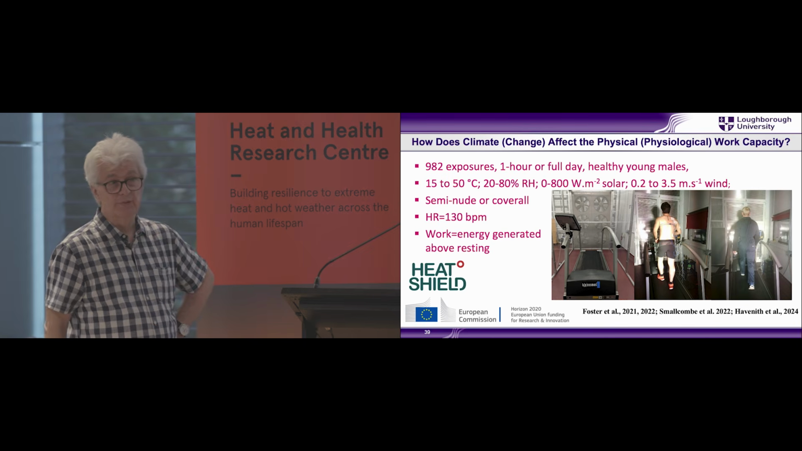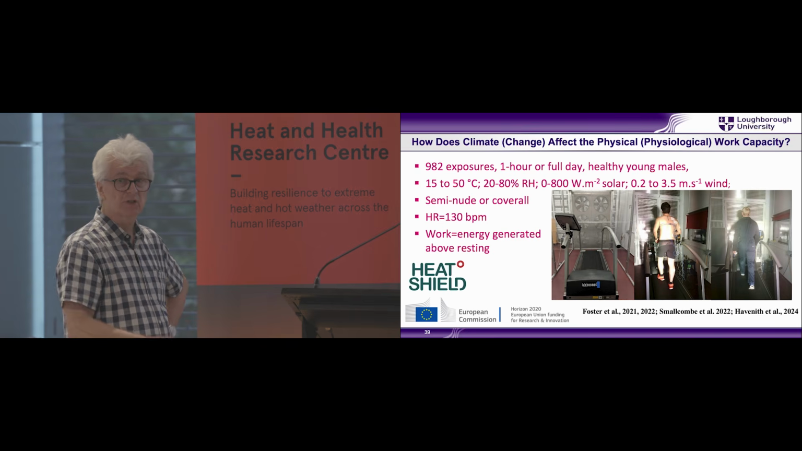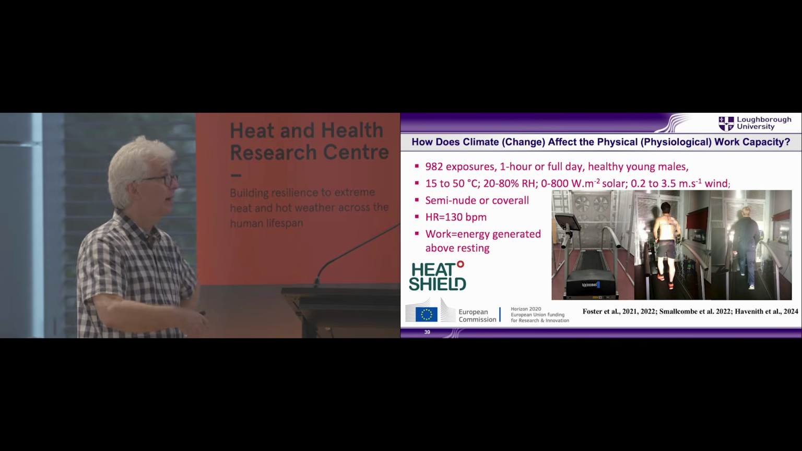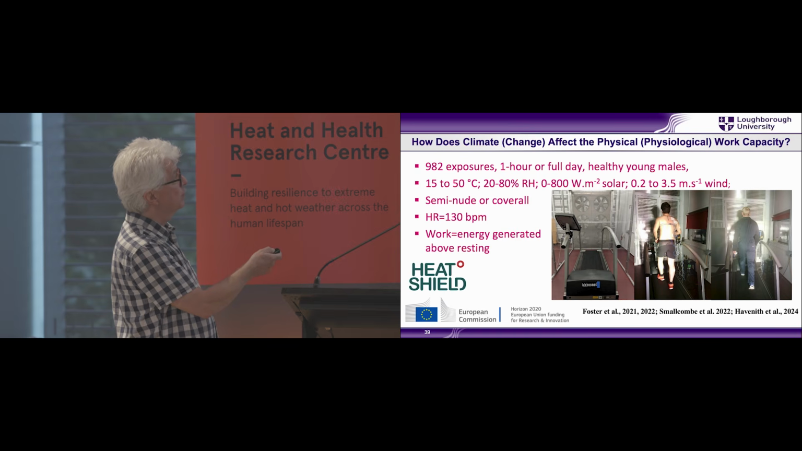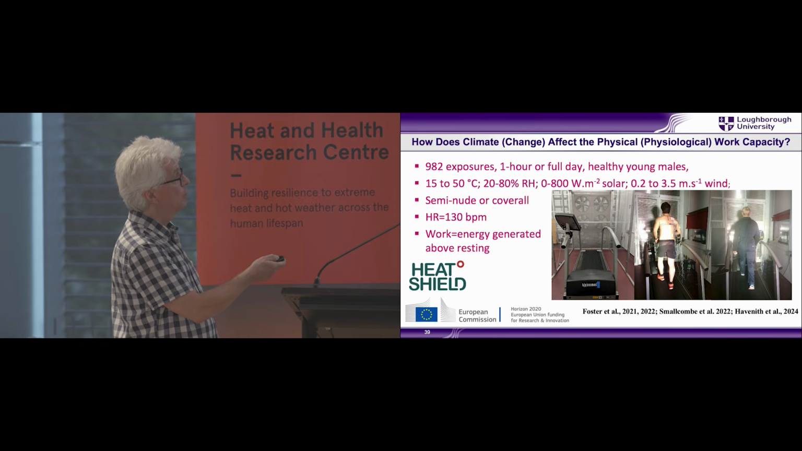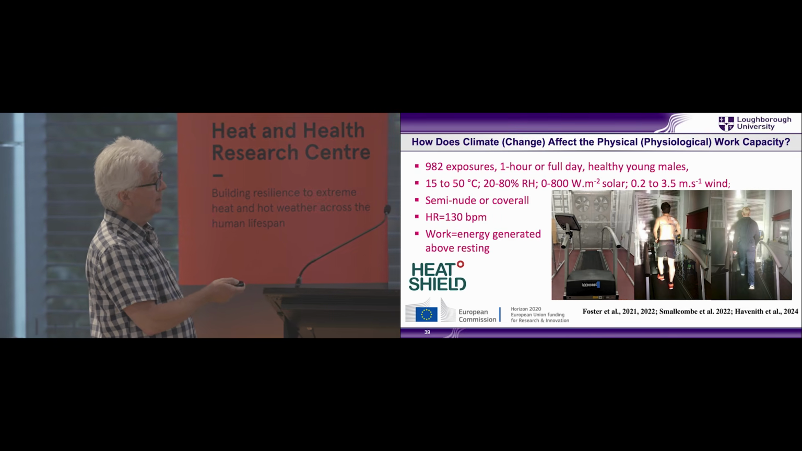Healthy young males. So with all the money we had, there was no money for unacclimatized versus acclimatized females, aging, etc. And we had temperatures 15 to 50 degrees Celsius, humidities 20 to 80%, and in steppes, sunshine, solar radiation, 0 or 800 watts per square meter, and then we had wind speed 0.2 or 3.5 meters per second. You see the setup here.